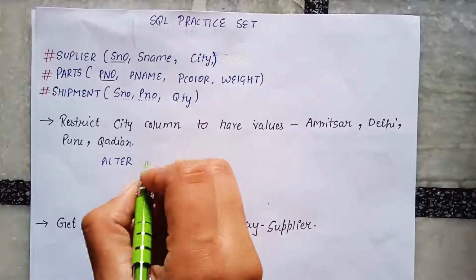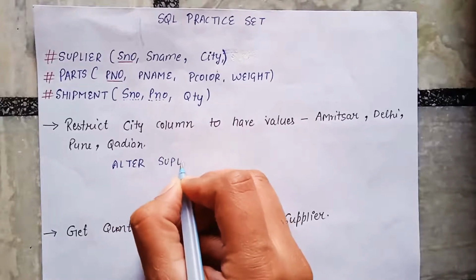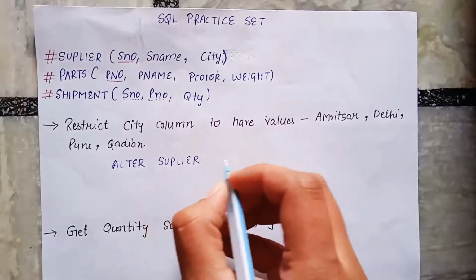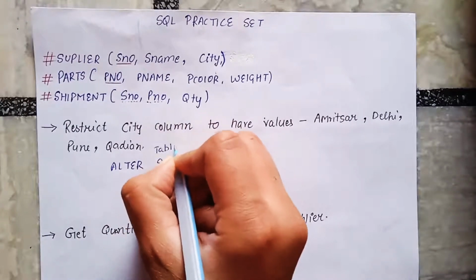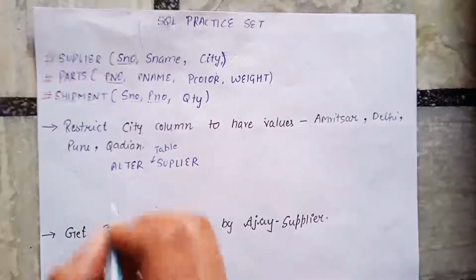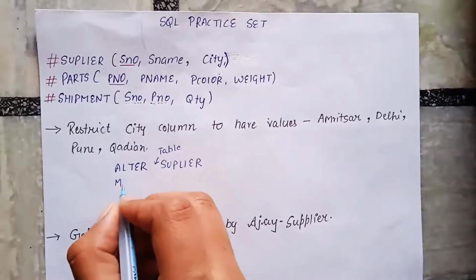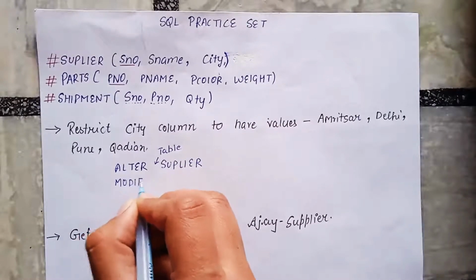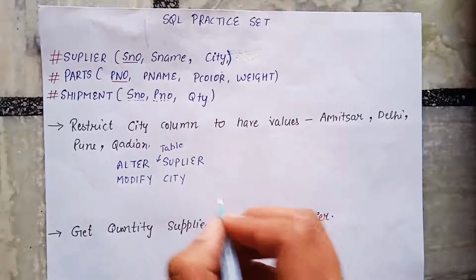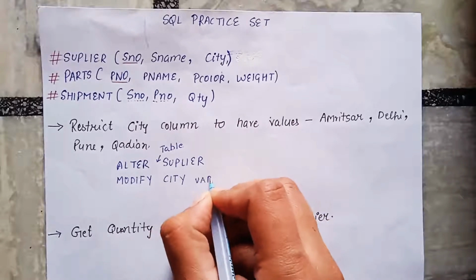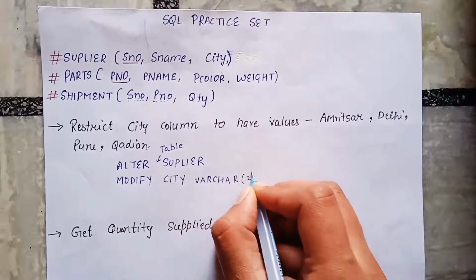alter. What is the table? Supplier. It will be alter table supplier. And what do we want to do? We want to modify the column, that is the city column, so we write modify. The column name is city. And its data type is varchar. You can also write a new data type here, so I have specified varchar2.